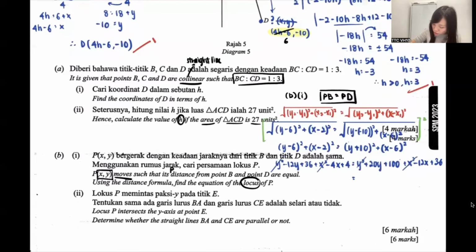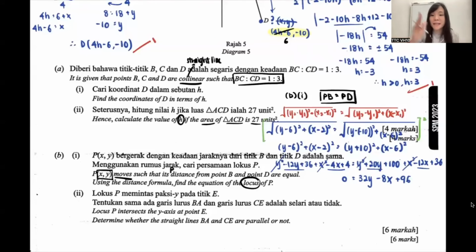Okay, I move it to the right side because I like my starting answer positive. I like my y positive. So 20 plus 12, 32y. Okay? Negative 12x plus 4x is negative 8x. The leftover is the number: 100 plus 36 minus 36 minus 4. I get 96. I saw the answer at the back. They stop here. Shouldn't stop here.